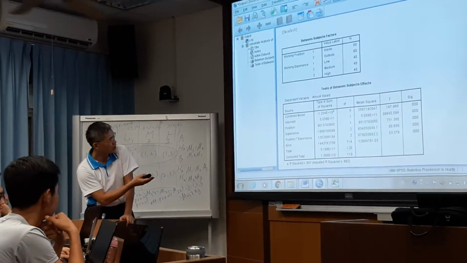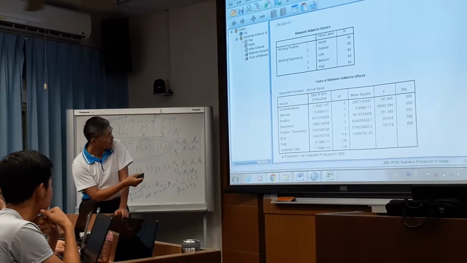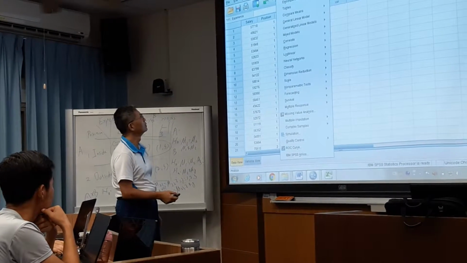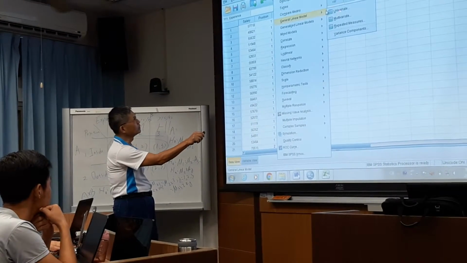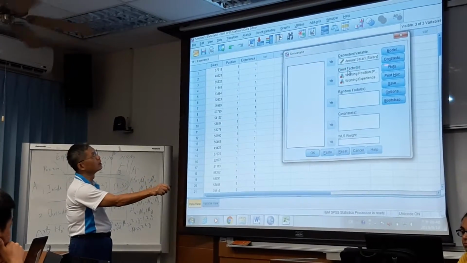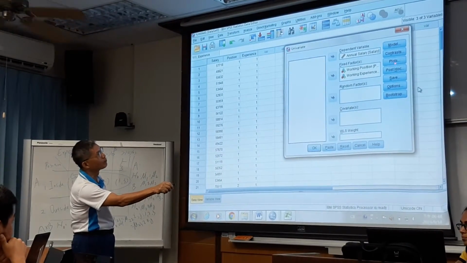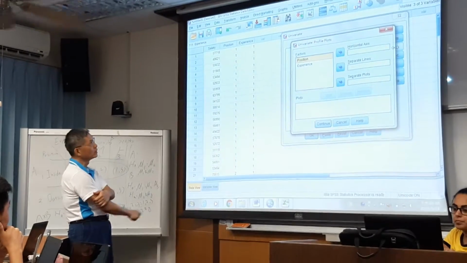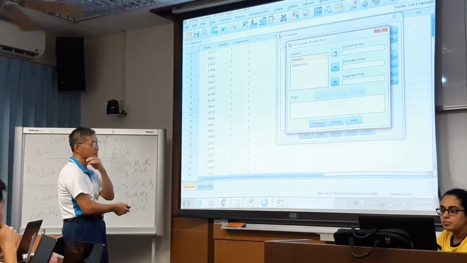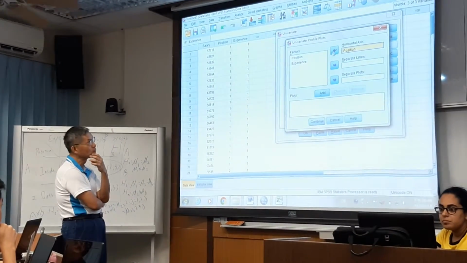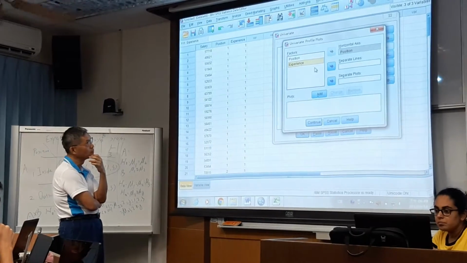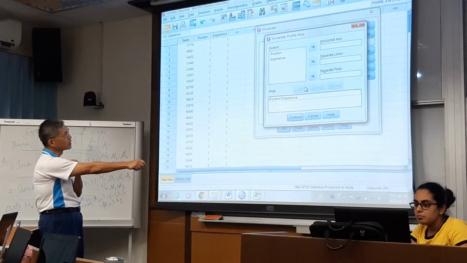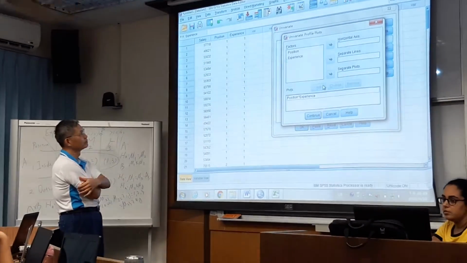Okay, run it again. General linear model, univariate. And choose the plots. Okay. What are we going to do? Okay, can you do it the other way? The other way.